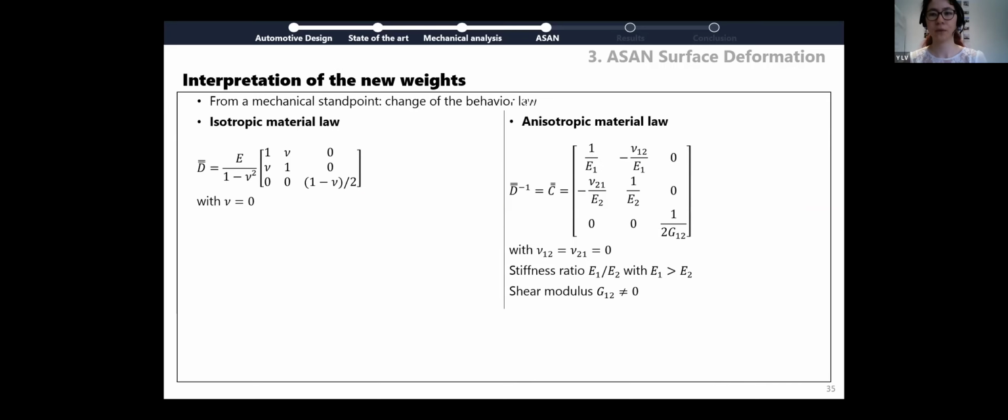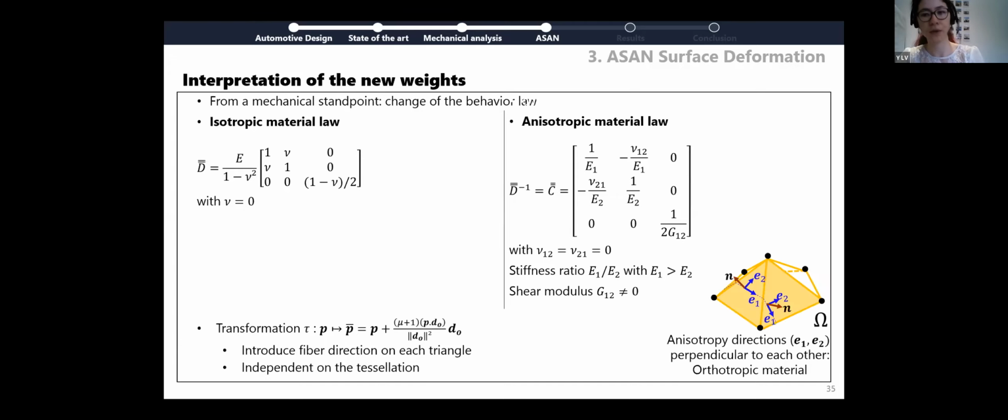So from a more theoretical point of view, we have shown that these new weights can be interpreted as a change of the material behavior law, and that different Young moduli are defined according to the anisotropy directions. In other words, the transformation tau introduces a fiber direction on each triangle independent of the tessellation.